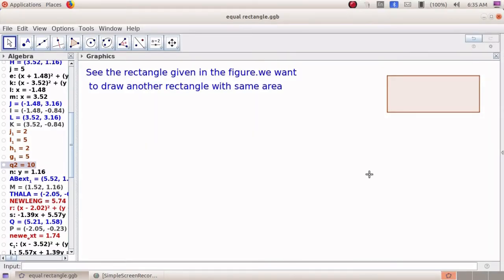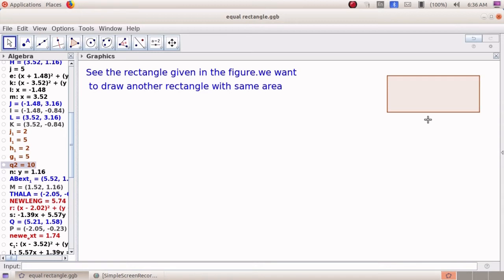Here, a rectangle is given. Its length and breadth is not measured. We have to draw another rectangle with different length and breadth, but its area should be same as that of this given rectangle. How can it be drawn?